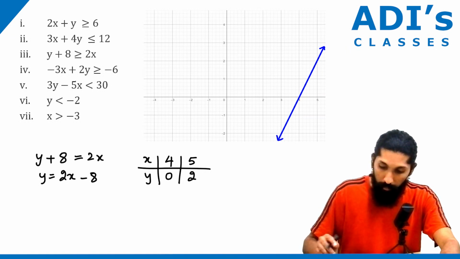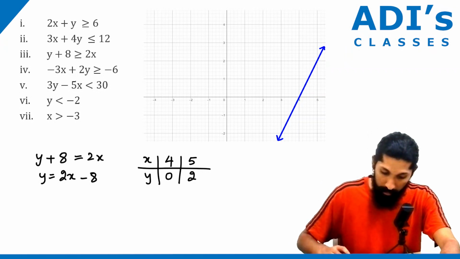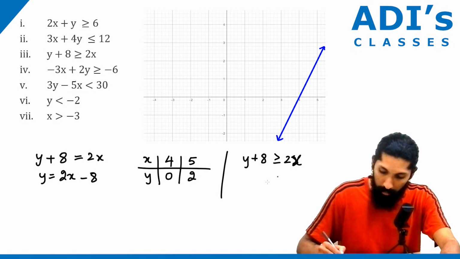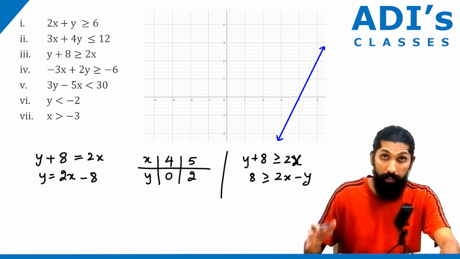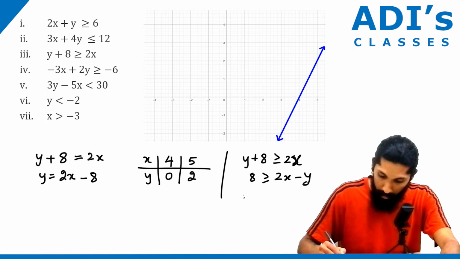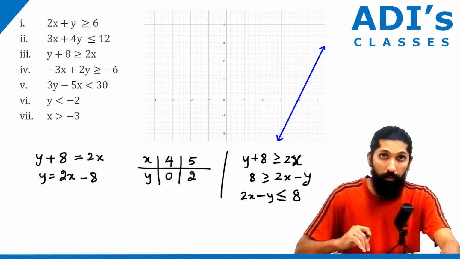So the graph or the line is going to go like this. Okay. Now, first let's try to understand where to shade. So in this case, look at the equation. The equation becomes y plus 8 is greater than or equal to 2x. Correct? Or 8 is greater than or equal to 2x minus y. Basically, you subtracted y on both the sides. Or in other words, you can say 2x minus y is less than or equal to 8. It's less than or equal to, correct?